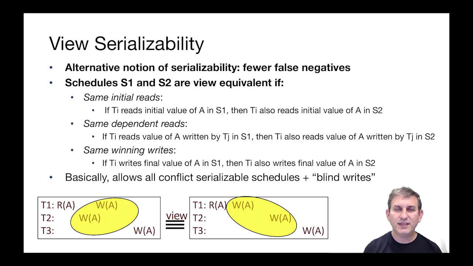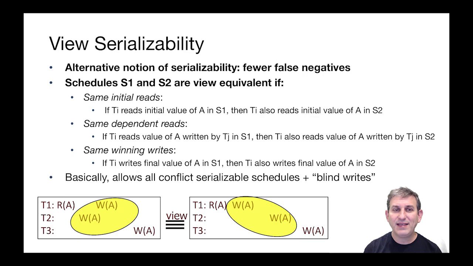View serializability is another definition of serializability that has fewer false negatives than conflict serializability. In view serializability, we'll say that schedules S1 and S2 are view equivalent if they have the same initial reads. So for example, if Ti reads an initial value of some variable a in schedule 1, then Ti also reads that same value, the initial value, of a in schedule 2.